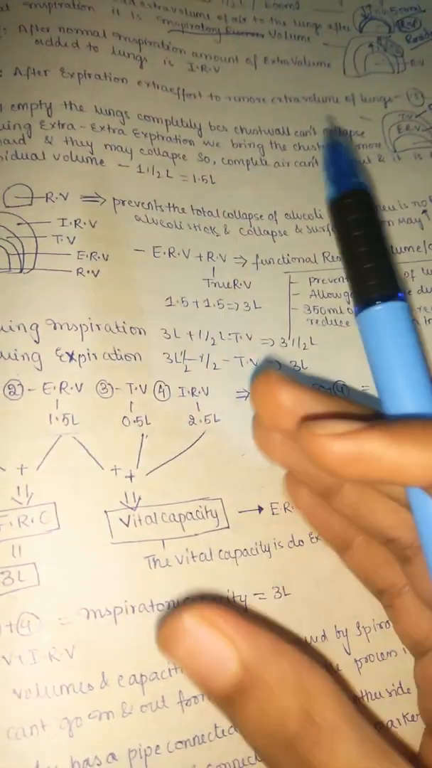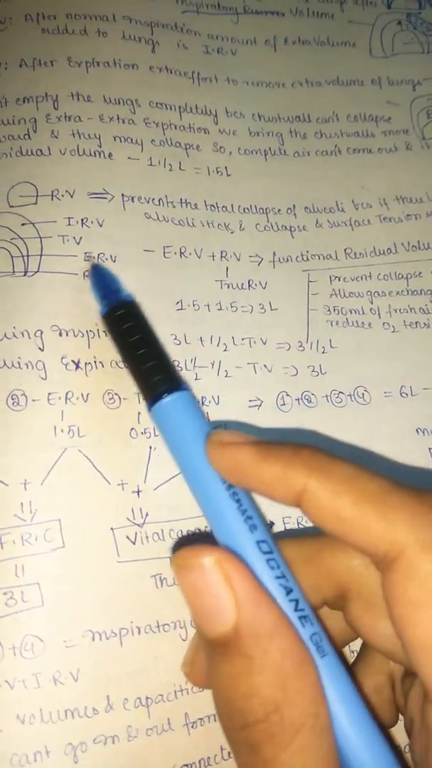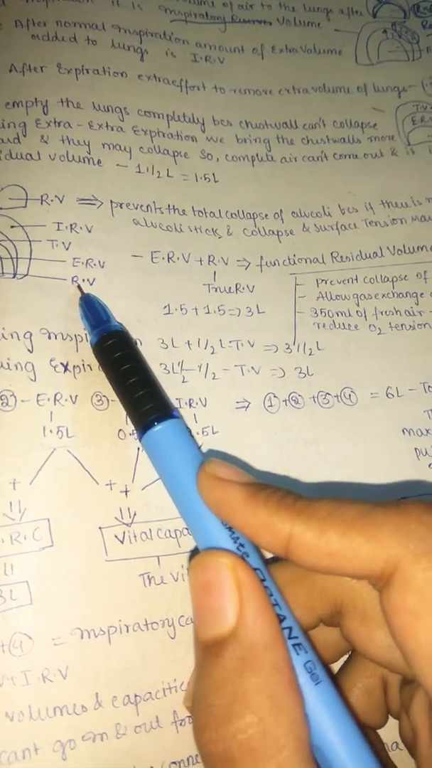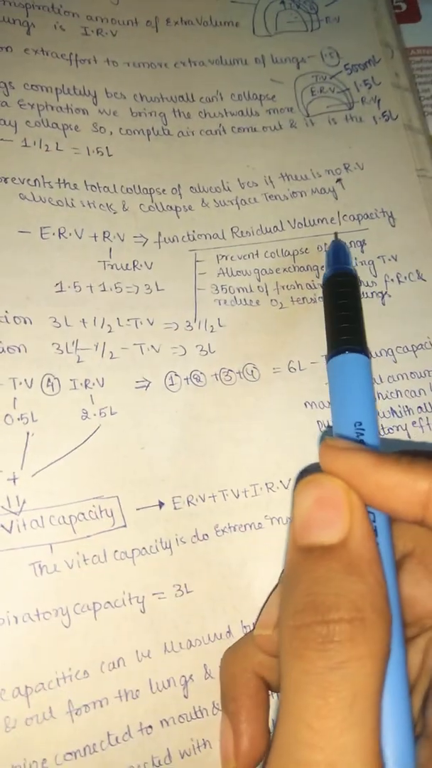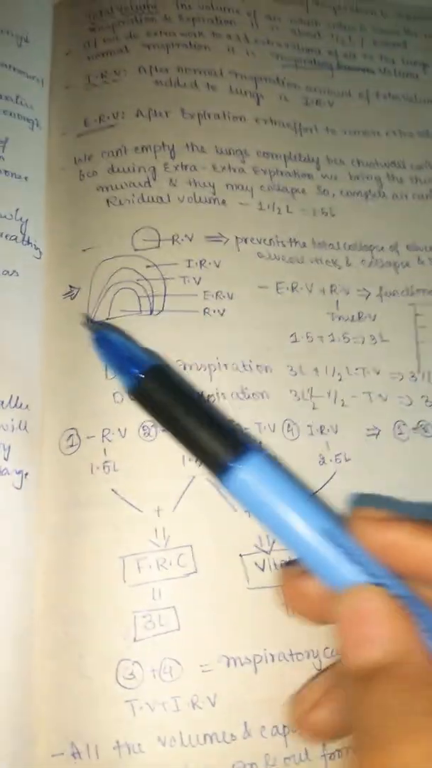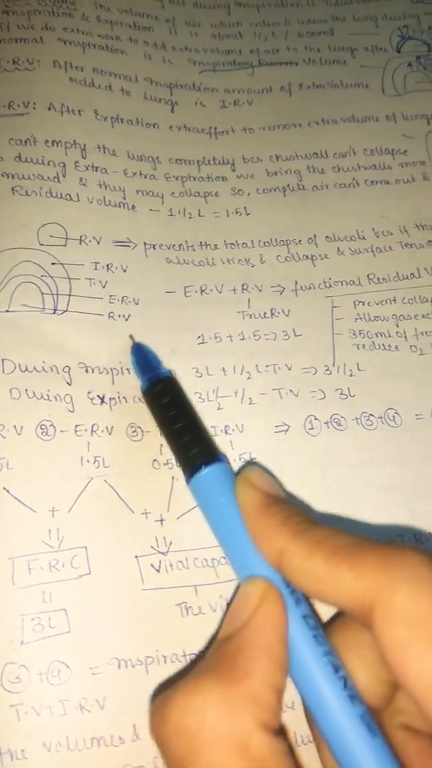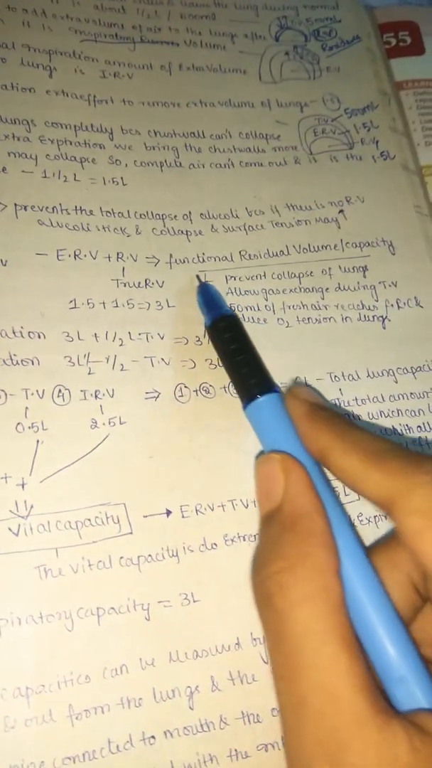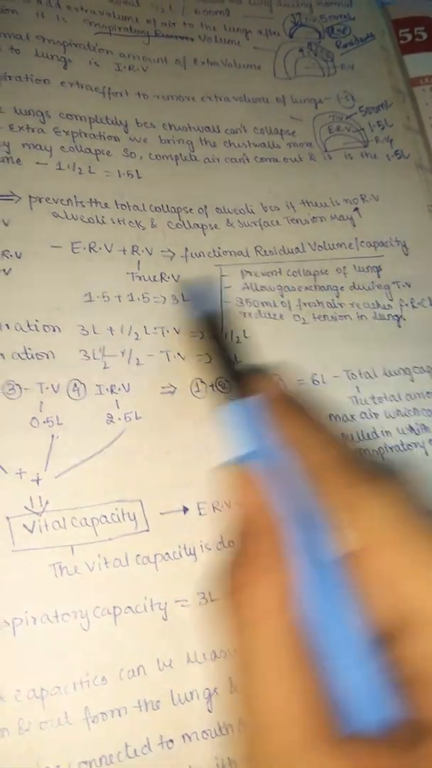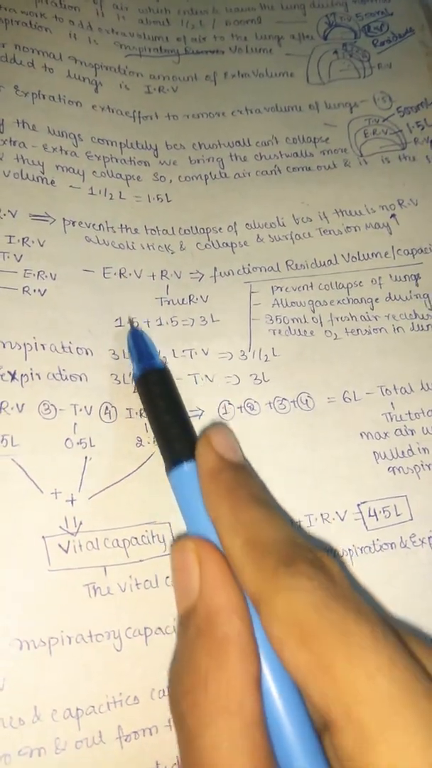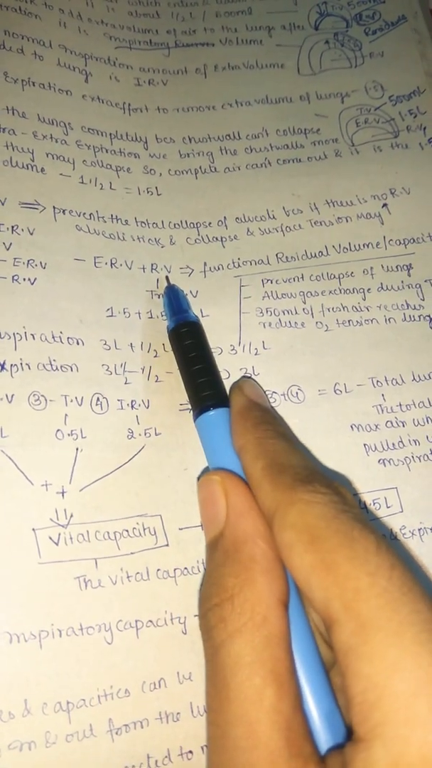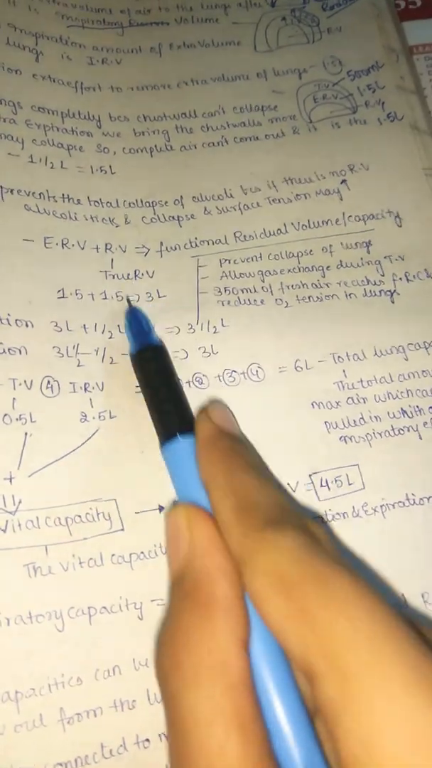Now let us combine them and form new formulas. Expiratory reserve volume together with residual volume forms the functional residual capacity. So the functional residual capacity is the expiratory reserve volume plus the residual volume, remember. Expiratory reserve volume is 1.5 and residual volume is 1.5, so together they form 3 liters.